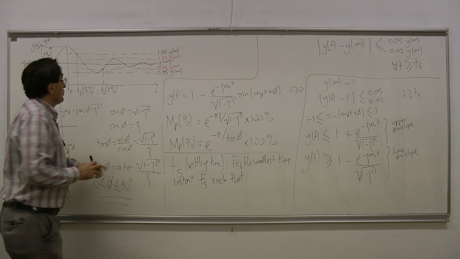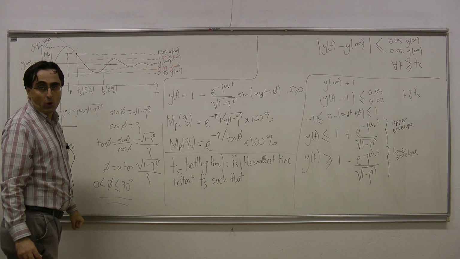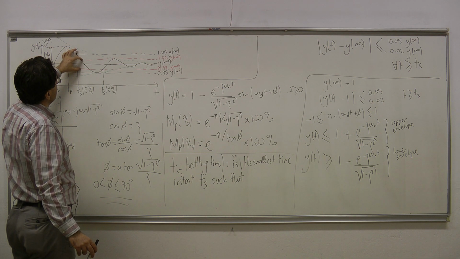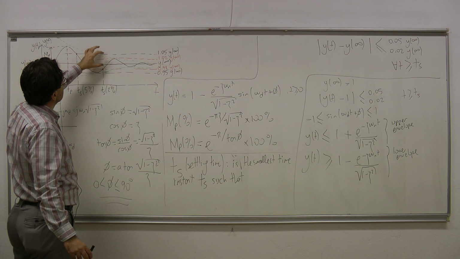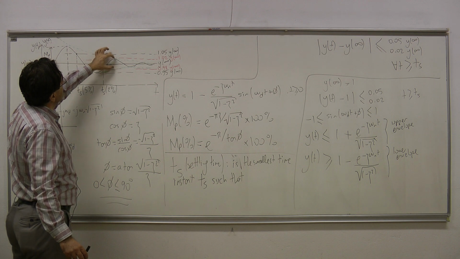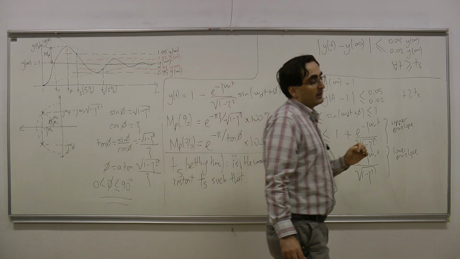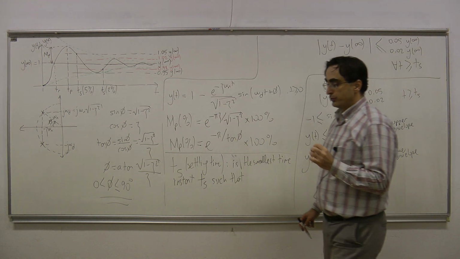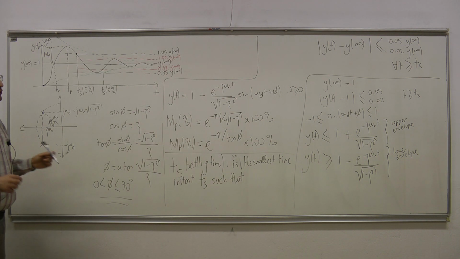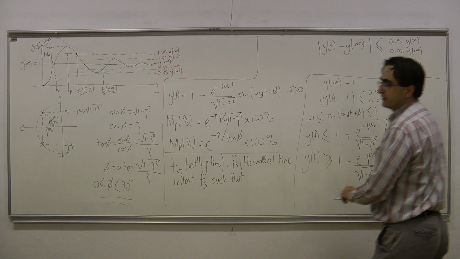Okay, so therefore, instead of finding the intersection of the actual response with the 5% or 2% regions here, we are going to be finding the intersection of the response envelope with the region boundaries here, okay? And those intersections are going to give us the settling time values for the 2% and 5% settling times. All right? So here is what I'm going to do. I will modify both of these equations in the following way.